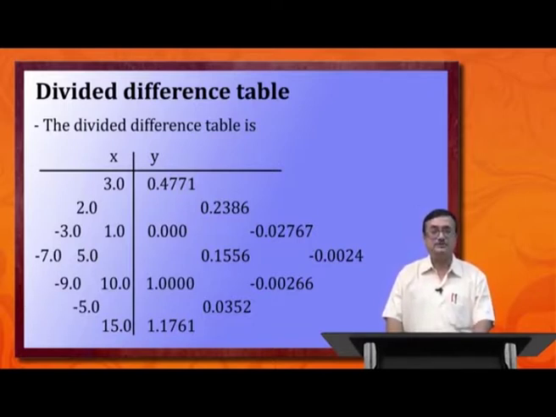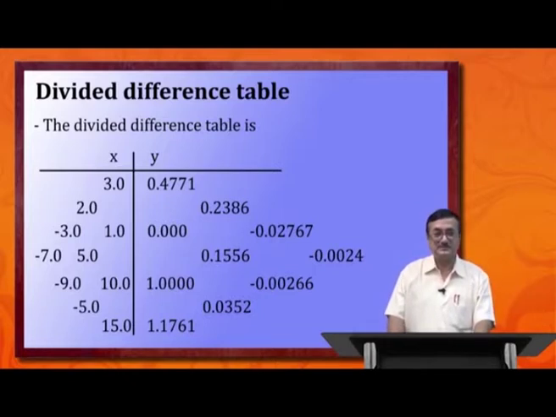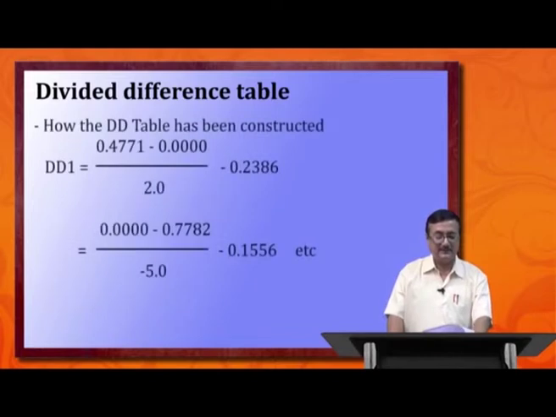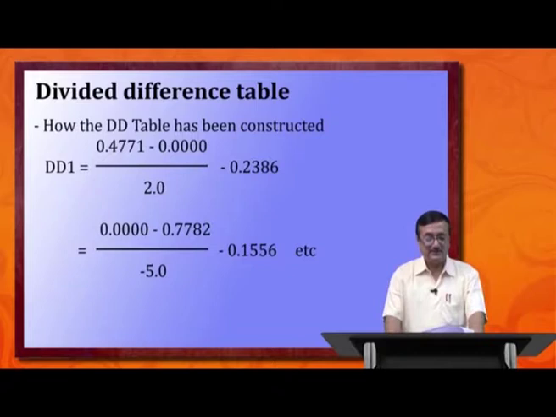As we have shown in the earlier page, the table is formed. On the left hand side we have the x series and on the right hand side we have the y column, and the divided difference can easily be obtained. For the divided difference 1, the 0.2386 has been obtained as (0.4771 minus 0.00), that is y0 minus y1, divided by 2.0, which is x0 minus x1. This comes out to be 0.2386.